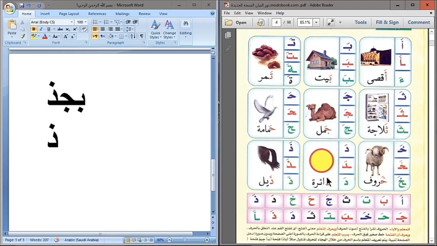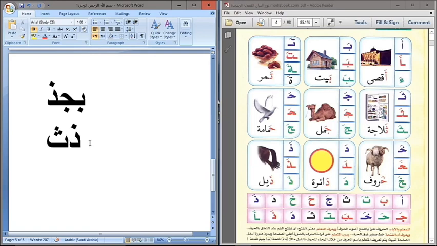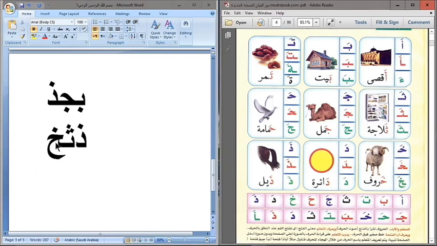So now, let's say we have tha after the dhal. This is how it would look like, as you can see. It's not attached because dhal is an independent letter. So let's end it with maybe kha at the ending. This is how the kha would look like. So this is jim. So this is kha, how the kha looks like, as you can see. So this is dhal at the beginning, tha in the middle, and kha at the end.